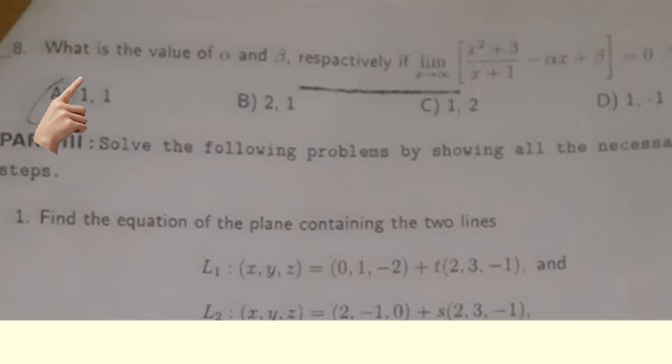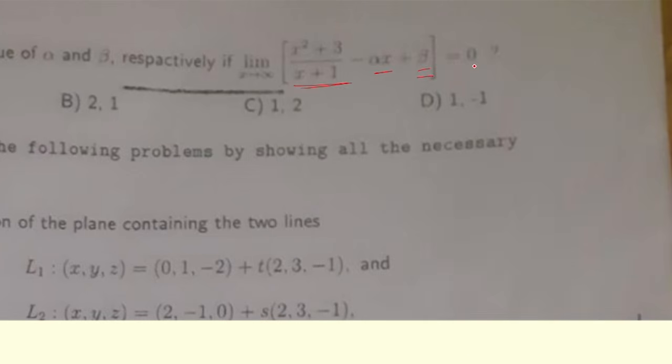Question number 8. What's the value of alpha and beta respectively if the limit of the function x squared plus 3 over x plus 1 minus alpha x plus beta is equal to 0 as x goes to infinity? Look, as x goes to infinity, the limit exists. What do you perceive from this? As x goes to infinity, this goes to infinity, and this goes to infinity. Infinity minus infinity. So we need to rearrange this expression, and its limit is 0.